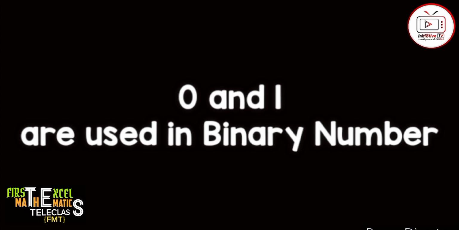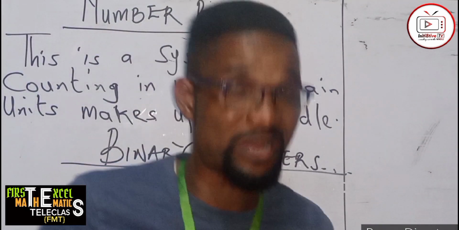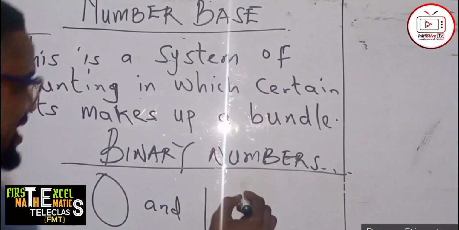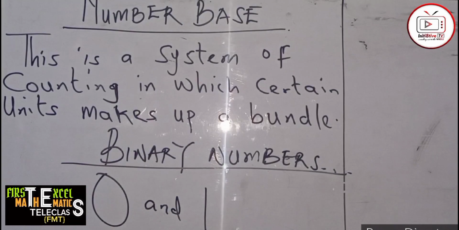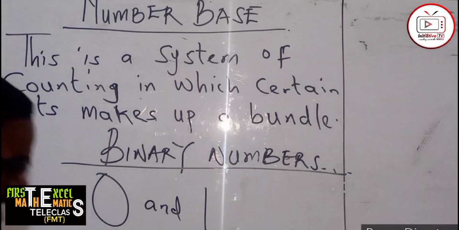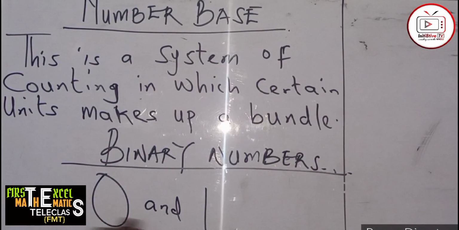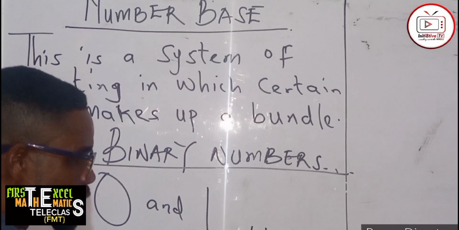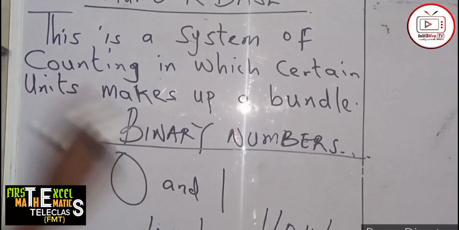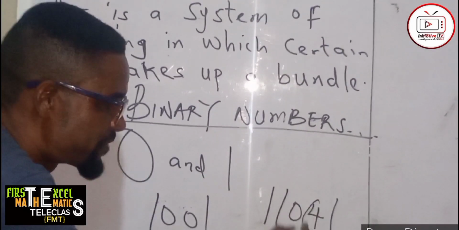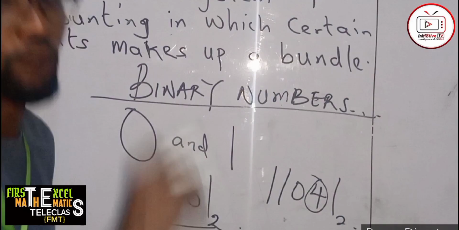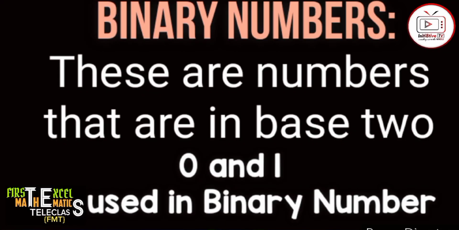0 and 1 are used in binary numbers, meaning that in your expression or your question, when you see numbers like 1, 0, 0, 1 in base 2, this expression is correct. But if you have 1, 1, 0, 4, 1 in base 2, it is wrong. Why? Because of the 4 that is involved. That is why I said binary numbers are numbers in base 2, and 0 and 1 are used in binary numbers.